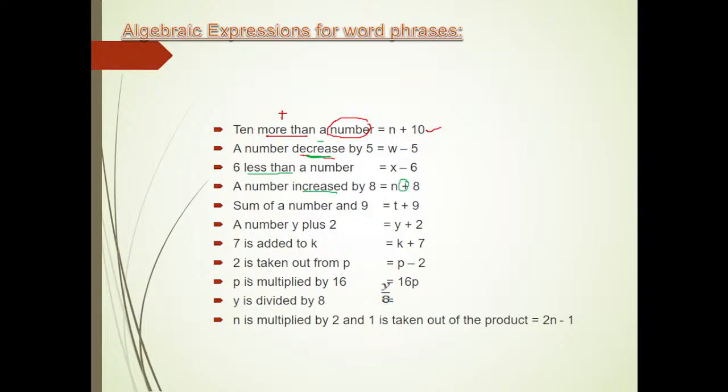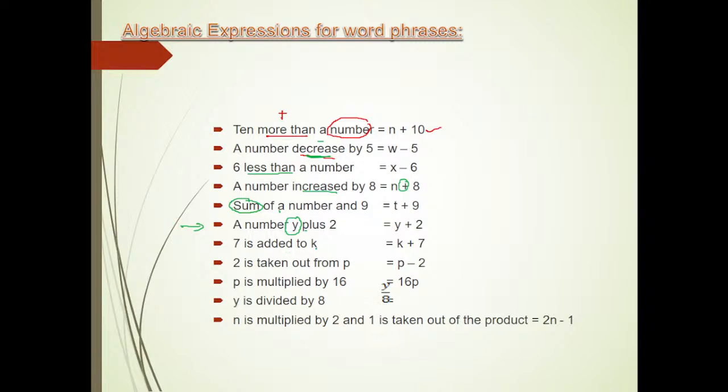Increased means a positive number. Plus. Increased means we are increasing more than. Plus. Increase. Sum. And sum is the keyword. You need to observe these words. Sum of a number and 9. A number we don't know, so we are using t plus 9. And a number y plus 2 they given here. See, if you observe this one, clearly they mentioned a number is y and we need to do plus 2. So y plus 2.